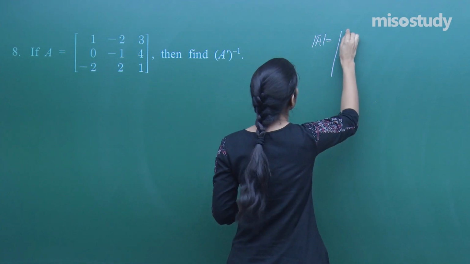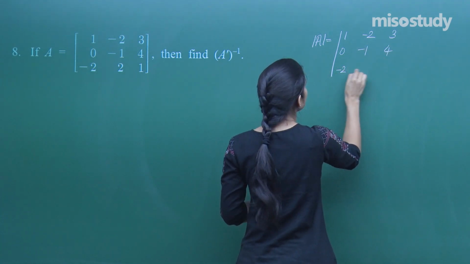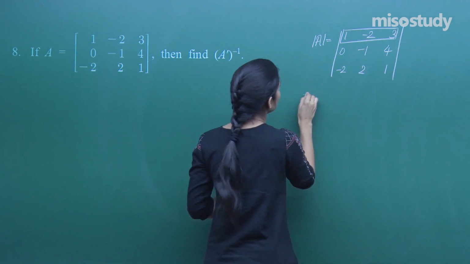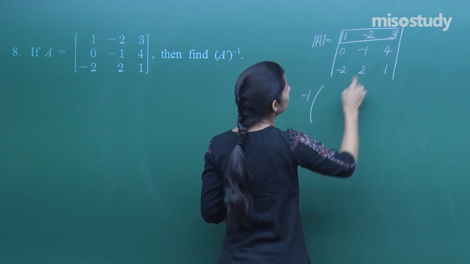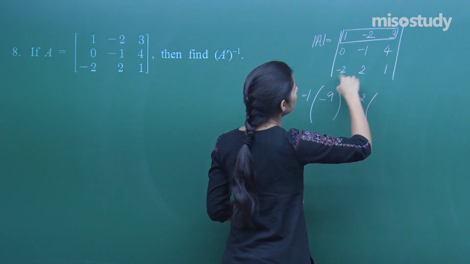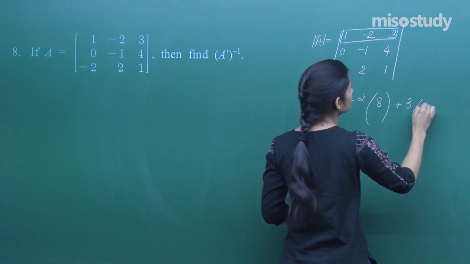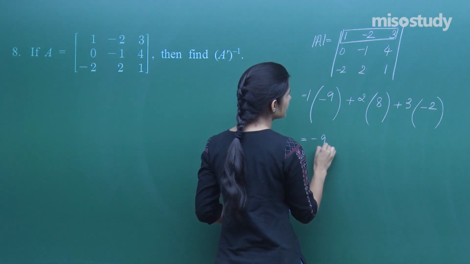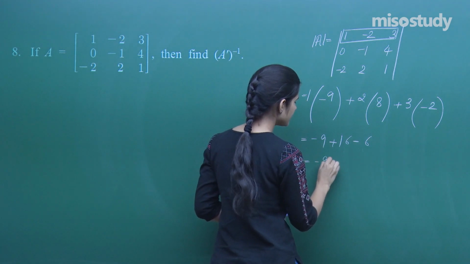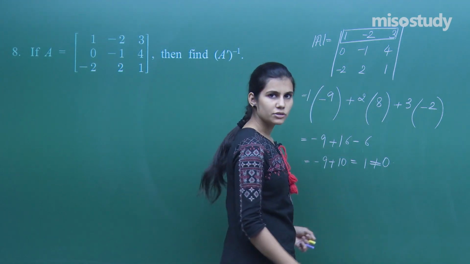It is the determinant of 1, -2, 3, 0, -1, 4, -2, 2, 1. Expand along the first row, not a problem. You have 1 times (-1 - 8), that is -9, plus 2 times (0 + 8), then 3 times (0 - 2). So this is -9 plus 16 minus 6. So this gives me -9 plus 10, that is 1, which is not equal to 0. So clearly the determinant of A is not equal to 0.